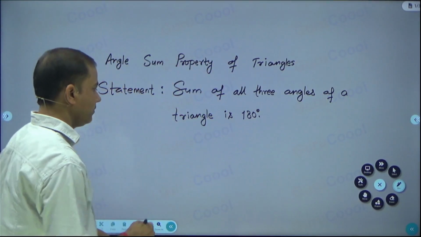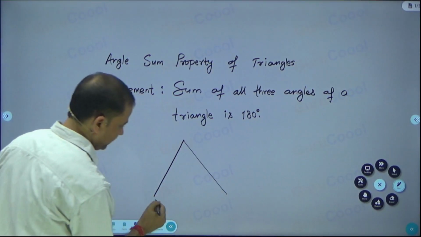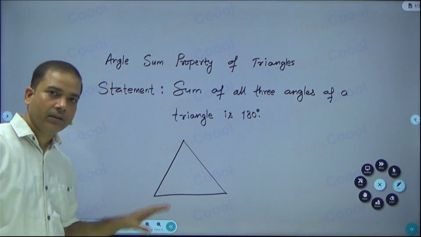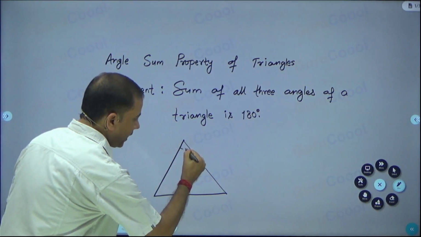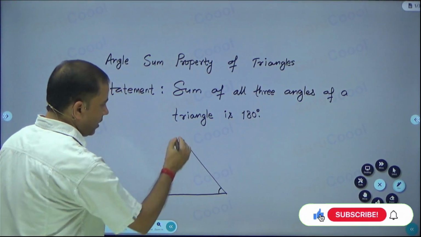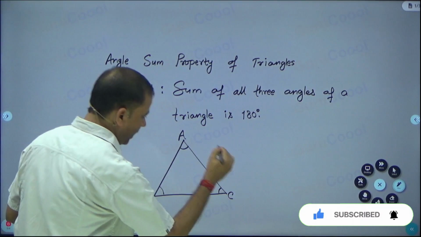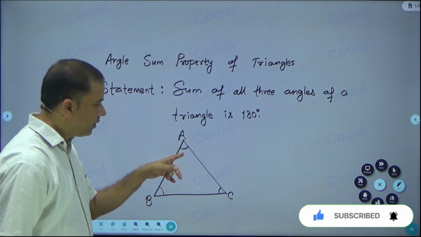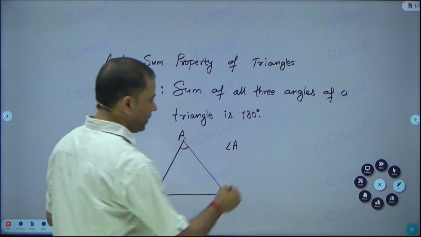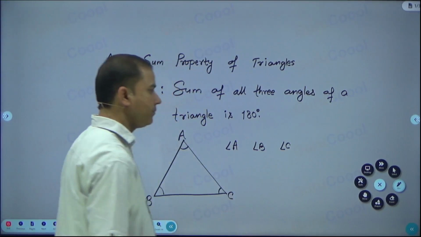Let's have an example. I drew a triangle here. We can see there are three angles, this angle, and this angle. I'm naming the vertices as A, B, and C. So this angle will be named as angle A. This angle will be named as angle B, and this angle as C.